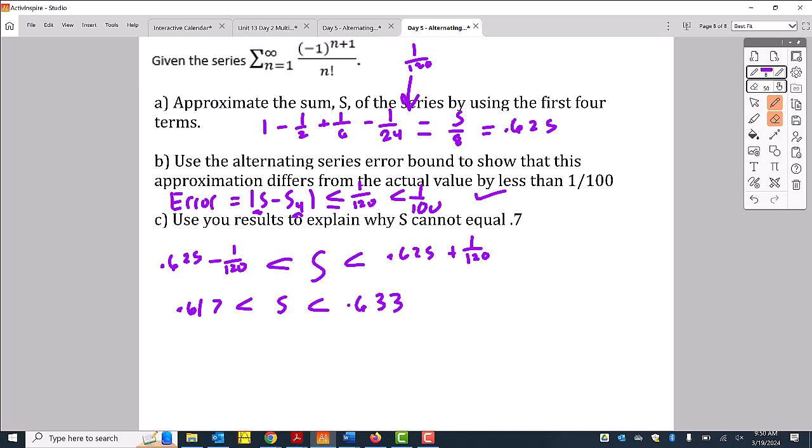So why can S not equal 0.7? Because 0.7 does not fall between these two values. 0.7 is not in between. So that's our explanation.